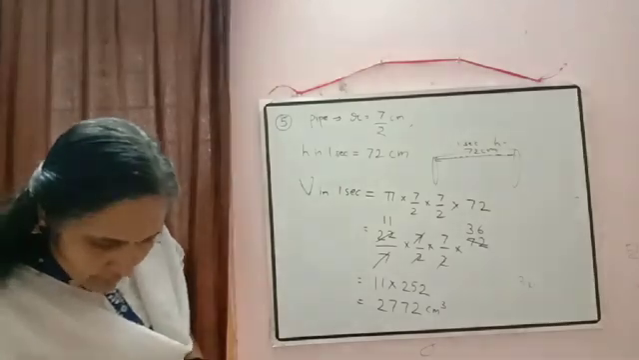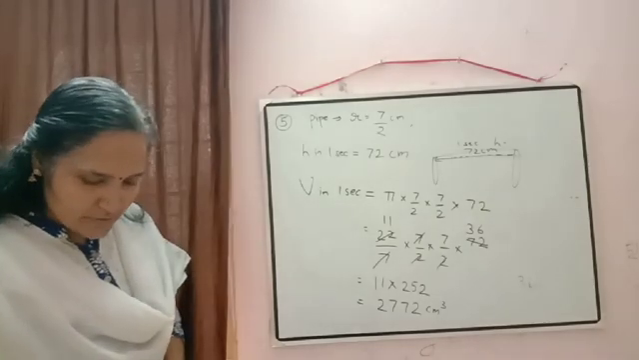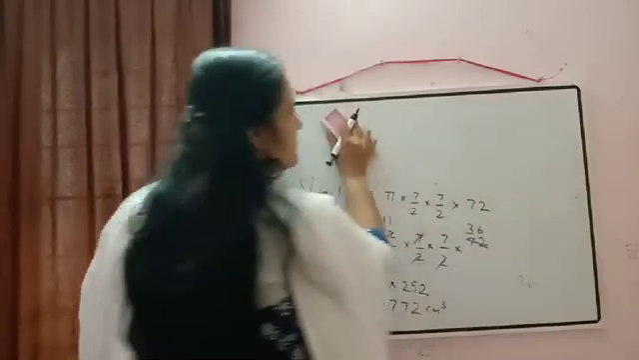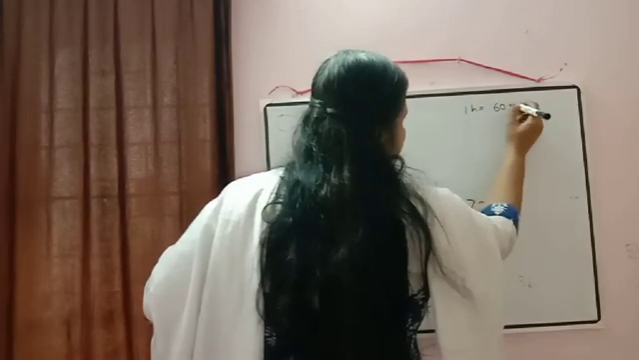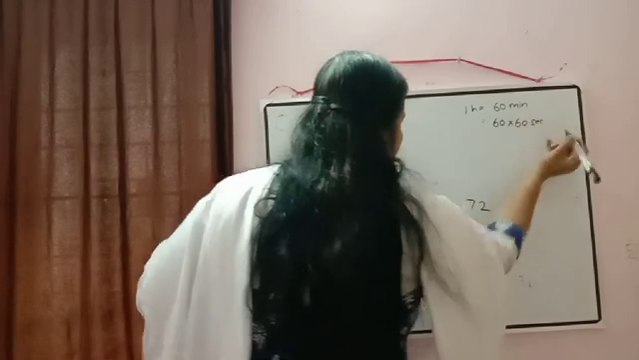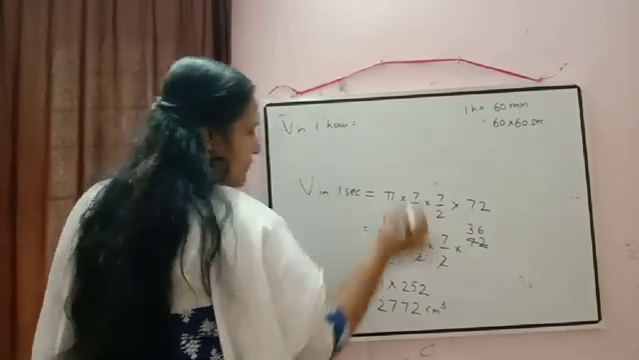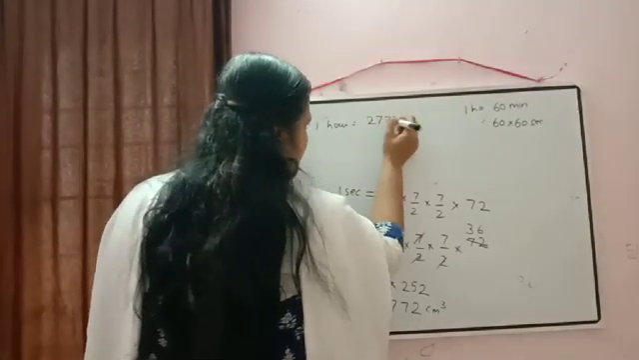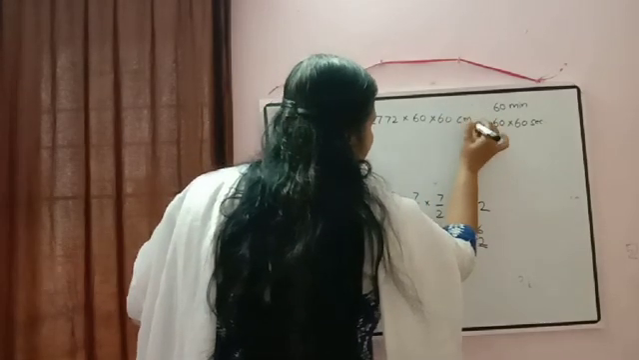What we have to calculate? Volume of water in 1 hour. Okay. So in 1 second this much. So 1 hour means how much it will be equal to, how many seconds will be there in 1 hour? 1 hour is equal to 60 minutes. 1 minute is equal to 60 seconds. So it will be equal to 60 into 60 seconds. So just write down there, volume in 1 hour is equal to, what we will do, we will multiply it by 60 into 60. So we will get here 2772 into 60 into 60 centimeter cube.